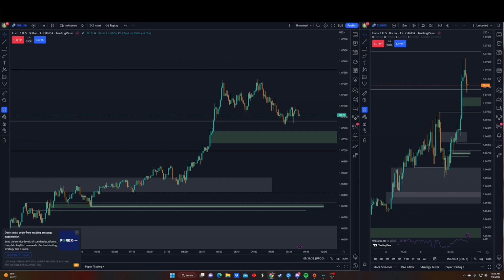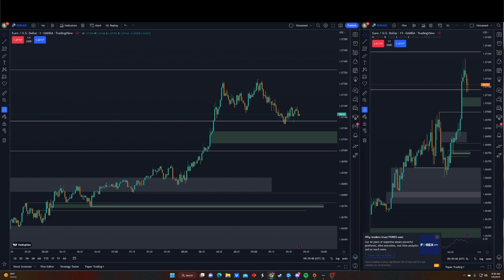Now this is where I'm frustrated. It's approaching 9:40. Now the 5-minute fair value gap looks to be back on the table as a potential long. But we're so close to my cutoff time at 10. I don't know what to do about that.